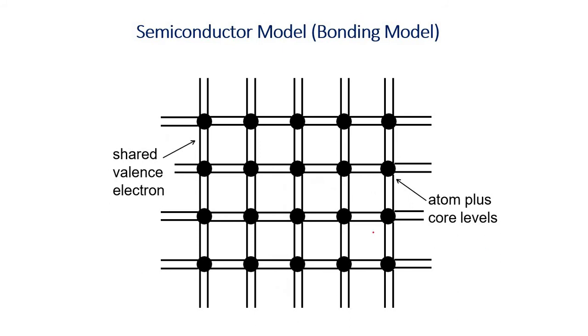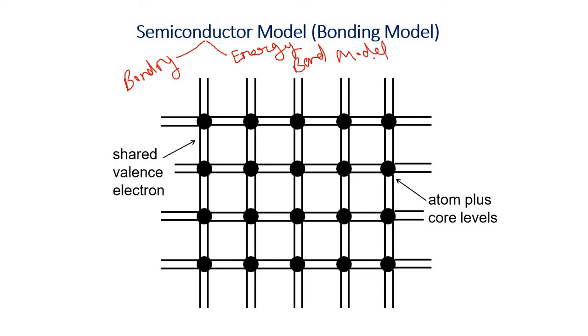So what are semiconductor models? Two kinds of models are there. One is the bonding model, which we are discussing here. If you want to know what is happening at the atomic level, you need to understand the bonding model. And the second one is the energy band model. What is happening at the energy level, you need to understand the energy band model.